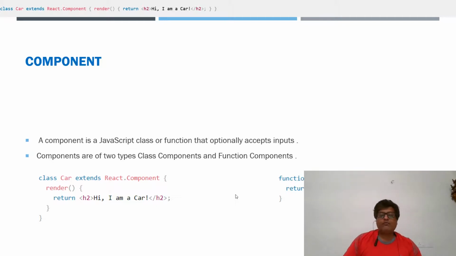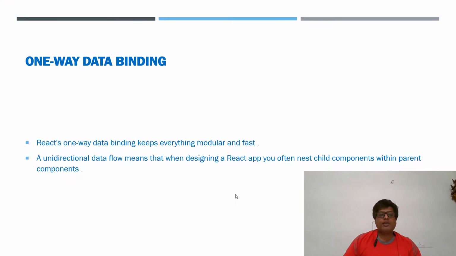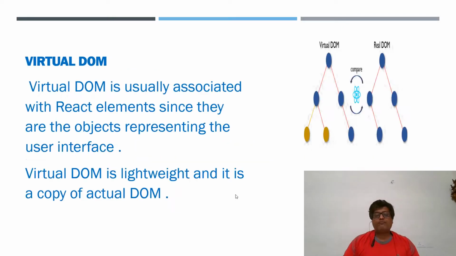But moving a step ahead, there is one-way data binding, which is also one of the features of ReactJS. It's a one-way data binding that keeps everything modular and fast. A unidirectional data flow means that when designing a React app, you often nest child components within parent components. That's why one-way data binding is there, which keeps everything modular and fast.